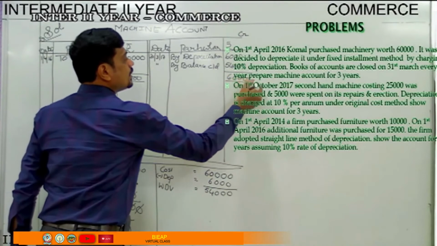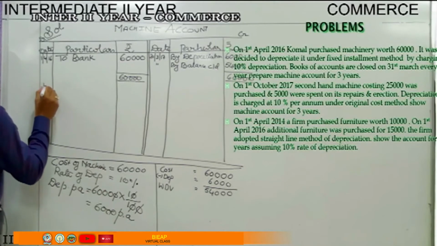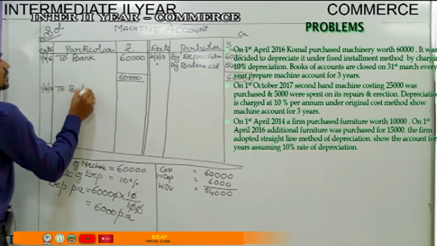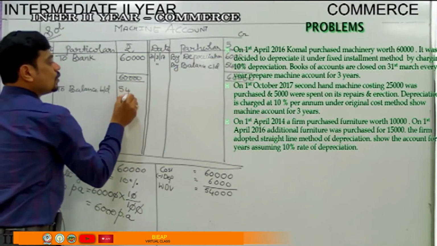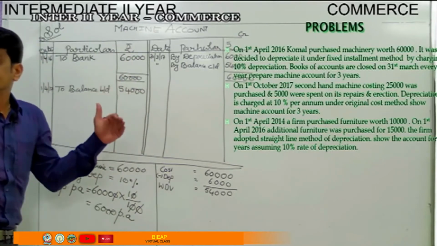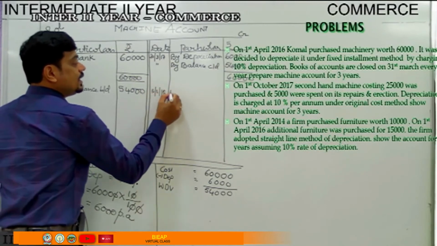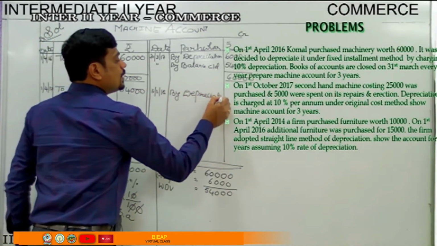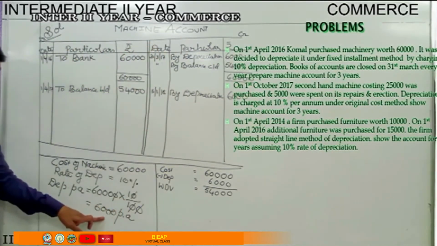First year is completed. 31st March, year ended. When will the next year start? The next year will start on 1st April 2017. To balance brought down. How much balance is there? 54,000. So what I said? Gradually the value of the asset is decreased. Again next year, 31st March 2018, again we'll charge depreciation. By depreciation, how much? 6,000. On original cost I calculated 6,000.